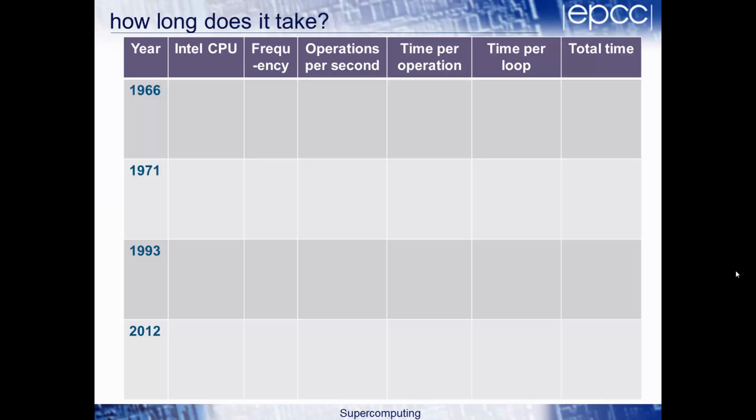So the question is, how long does this calculation take? So what I'm going to do is a bit of history. I'm going to look at the history of processors over about the past 5 decades to see how long it would have taken to do this calculation on a particular processor from that time. And I'm going to focus on Intel as a manufacturer.